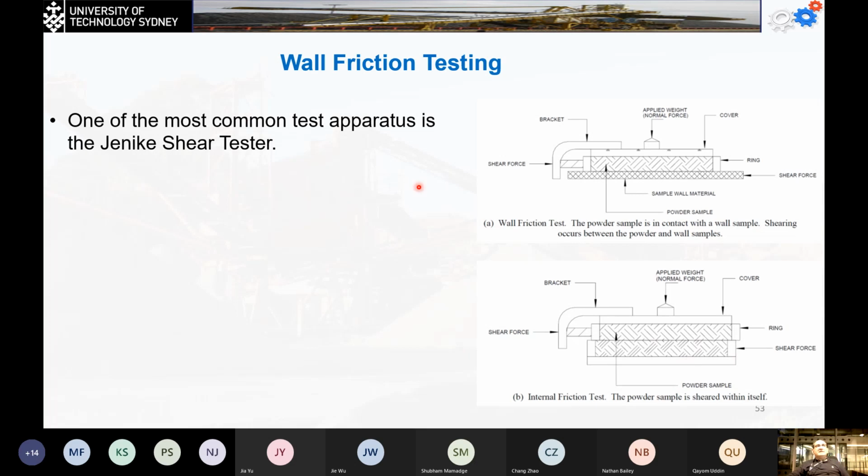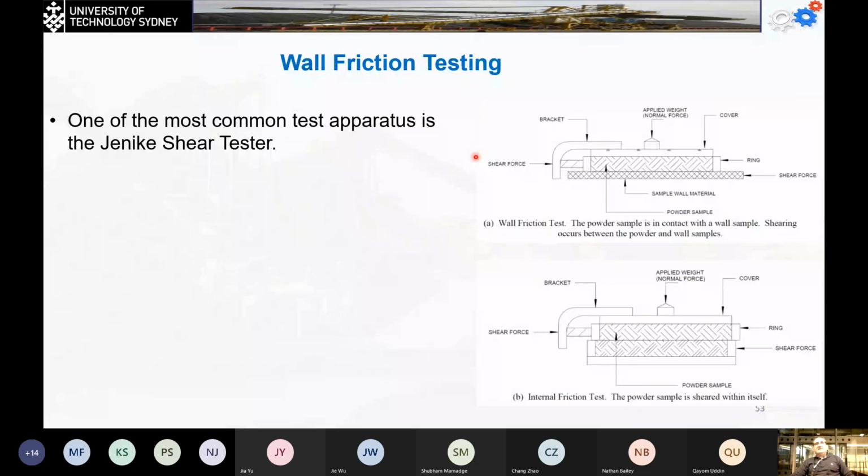So one of the most common test apparatus is the Jenike shear test, and we are going to have an example for it. Question number 1 in assignment number 1 uses a result that has actually been extracted from the Jenike shear test.